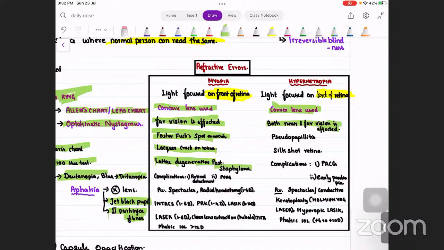Apart from that, the complications are retinal detachment and primary open angle glaucoma. Open angle glaucoma is a complication of myopia. In hypermetropia, you may see a short retina and pseudopapillitis.